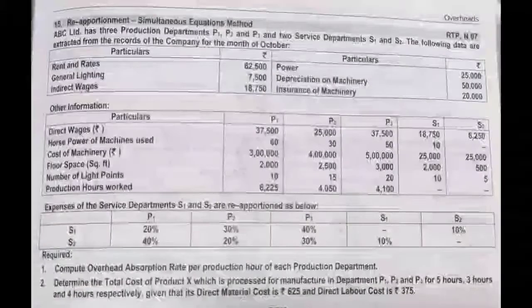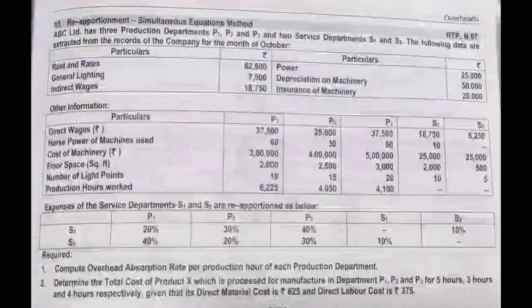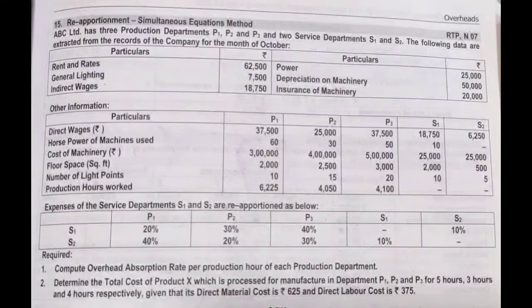ABC Limited has three production departments P1, P2, P3 and two service departments S1 and S2. The following data are extracted from the records of the company for the month of October. The common expenses are given. These are the rent and rates, general lighting, indirect wages, power, depreciation on machinery, insurance of machinery. So these are the common expenditure. These are to be proportionately distributed among the production departments and service departments.